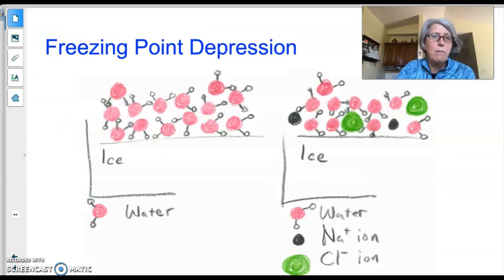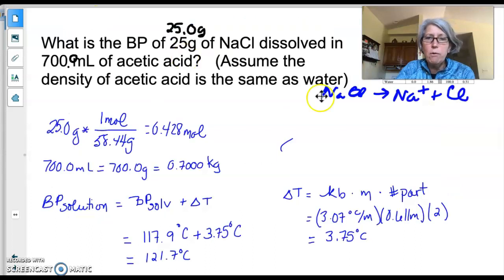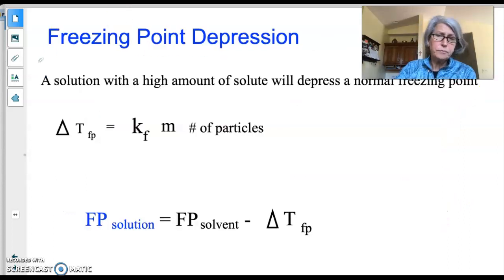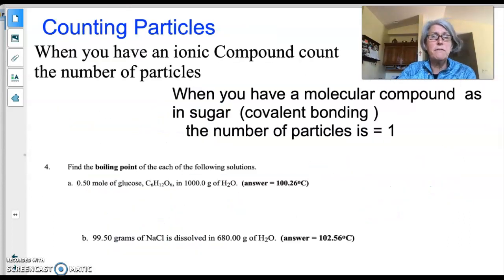If we look back at what we were doing with boiling point, here we had 1 of the sodium, and there should be a negative here on the chloride, 1 sodium ion, 1 chloride ion, so this is a total of 2 particles. So you should count the particles if it's ionic.